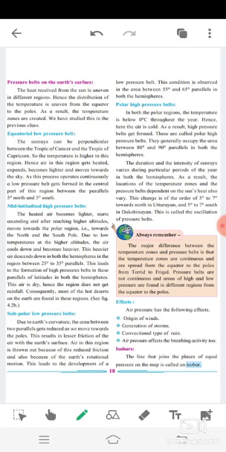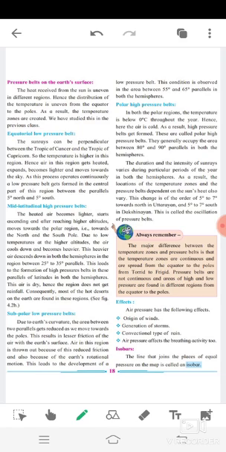Polar high pressure belts. In both the polar regions, the temperature is below 0° throughout the year. Hence, here the air is cold. As a result, high pressure belts get formed. These are called polar high pressure belts. They generally occupy the area between 80 degree and 90 degree parallels in both the hemispheres.